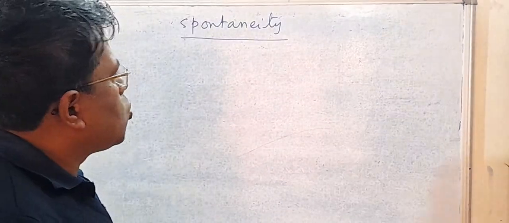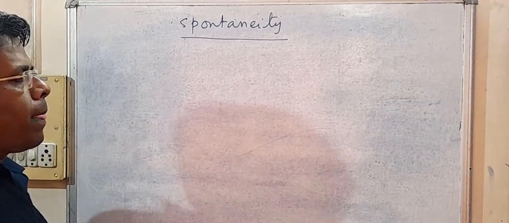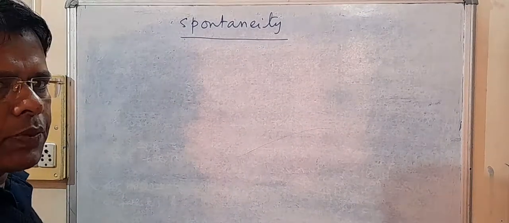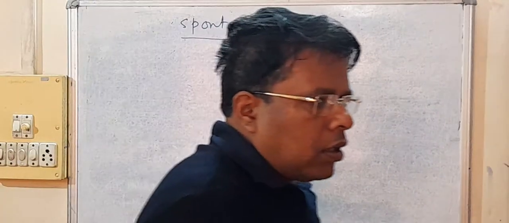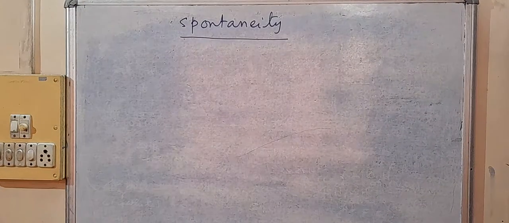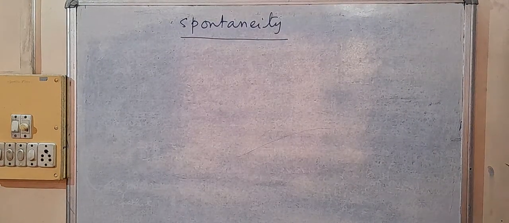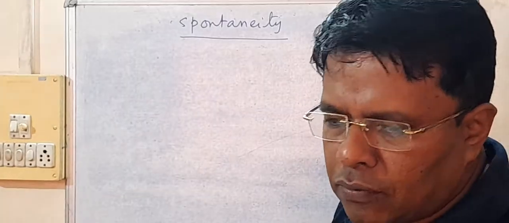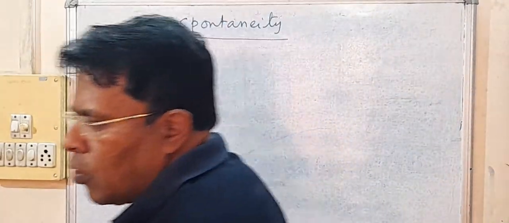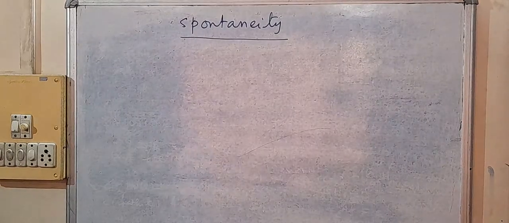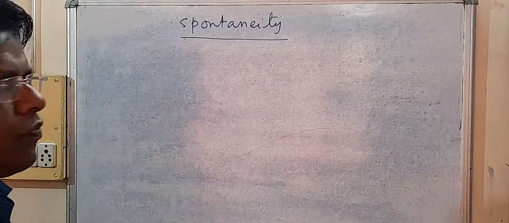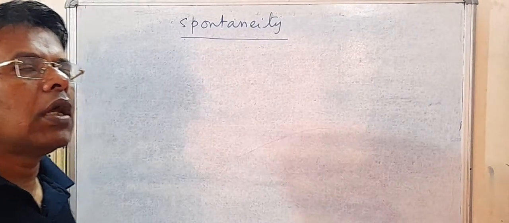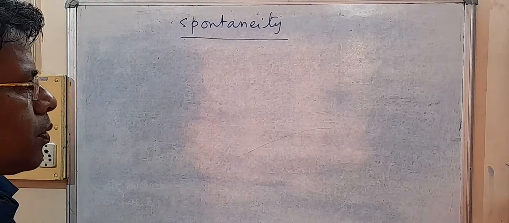In nature we see so many processes taking place, and they are spontaneous processes. For example, flow of water downhill. This is a spontaneous process. Water keeps on flowing. Suppose in a river, water keeps on flowing all the time. So flow of water in a river or downhill is a spontaneous process. Similarly, wind blows. If there is a difference in pressure, the wind blows, and that is also a spontaneous process.